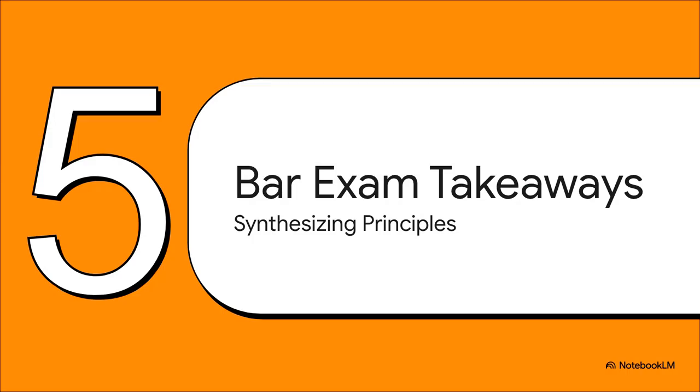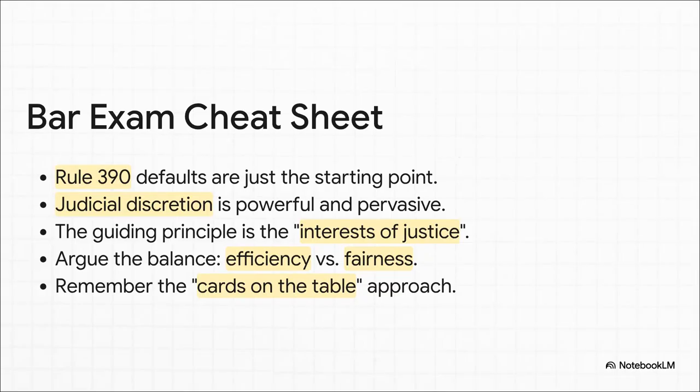Okay, we have covered a lot of ground here, from Rule 390 all the way to Rule 395. So let's bring it all home. Let's pull everything together into the big picture principles you absolutely must have down for your exam. Here it is, your exam cheat sheet. First, remember that Rule 390's defaults, oral for claims, affidavits for applications, are just the beginning. Second, judicial discretion. It's the golden thread that runs through all these rules. It's everywhere. Third, the big test for using that discretion is always the interests of justice.